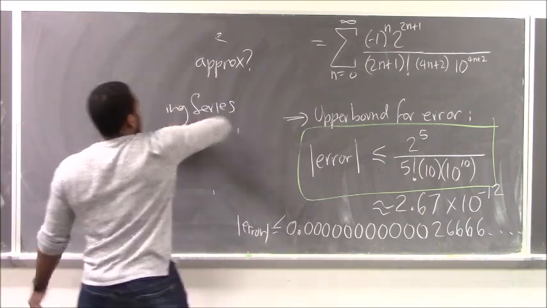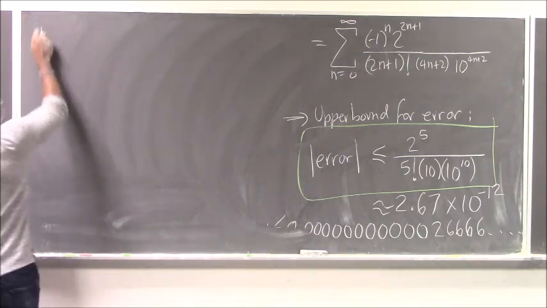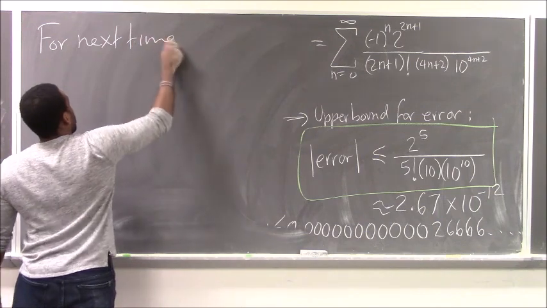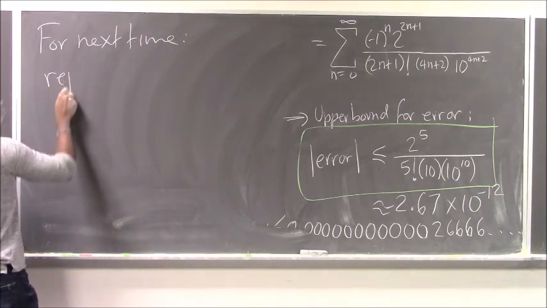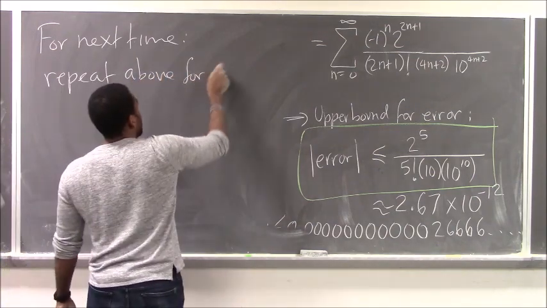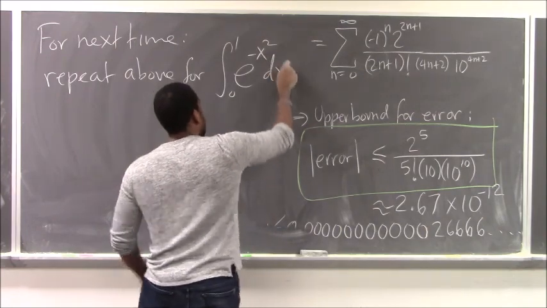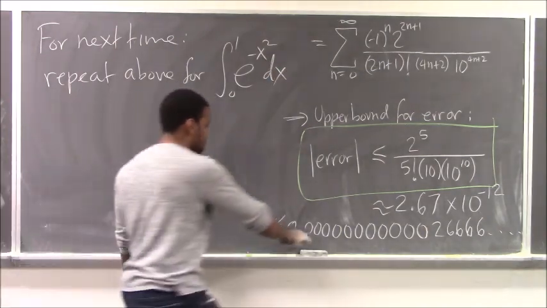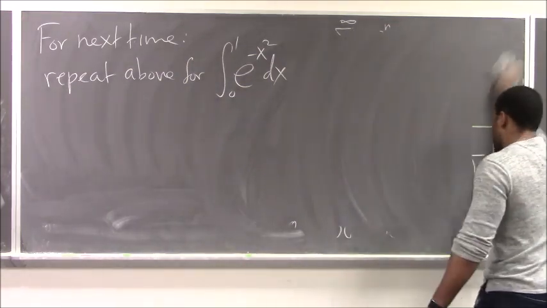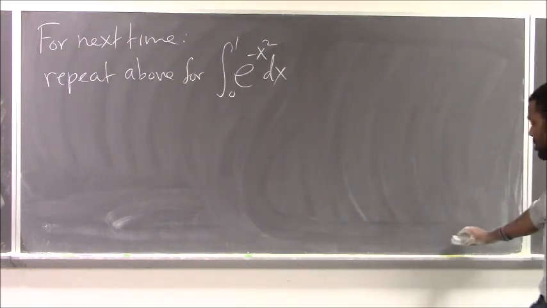So here's what I want you to do, because we're done now. For next time, just to make sure you can do it, repeat the above for the integral from 0 to 1 of e to the minus x squared. That is again an integral that we can actually compute by hand, not because it's hard, but because it's impossible to write it down in any function that we know about.